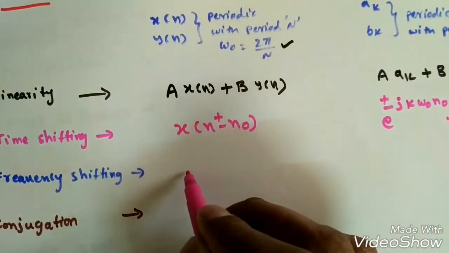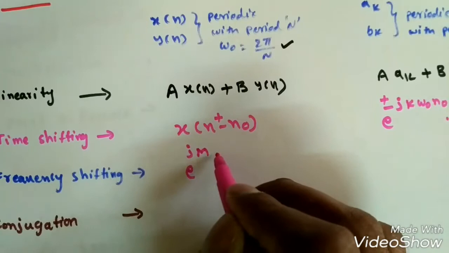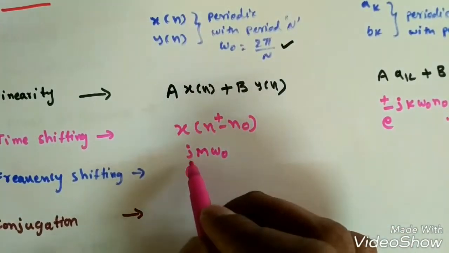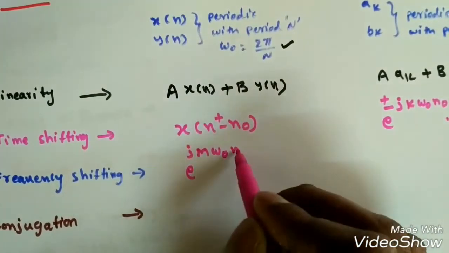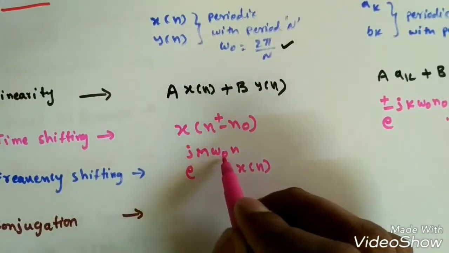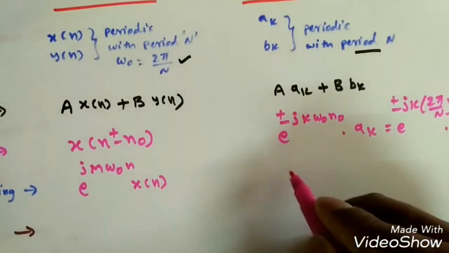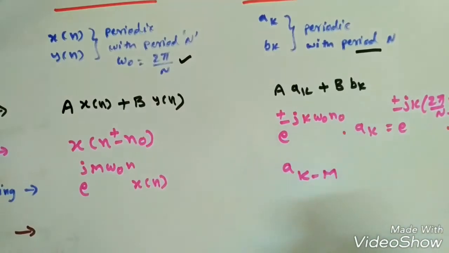So what does frequency shifting mean? It is e power j m omega naught n, multiplied by x of n. So the frequency is changing here. Then in the Fourier series coefficient, simply it will become a k minus m.